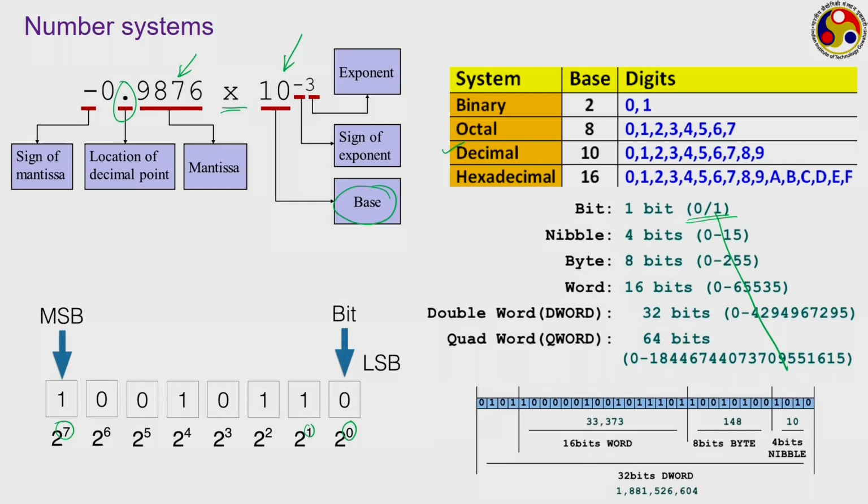The one having an exponent of 0 is called the least significant bit, LSB, whereas the one on the leftmost side, which has the largest exponent or largest weightage, is called the most significant bit, MSB. LSB refers to least significant bit, MSB refers to most significant bit. It is called the most significant because it influences the final value of the number the most, whereas LSB is the one which influences it the least. That is why these names are given.